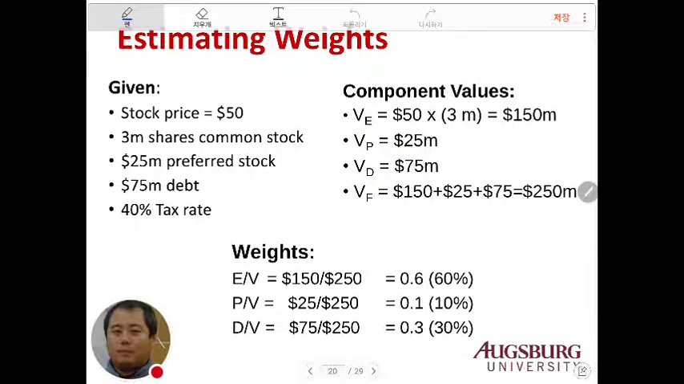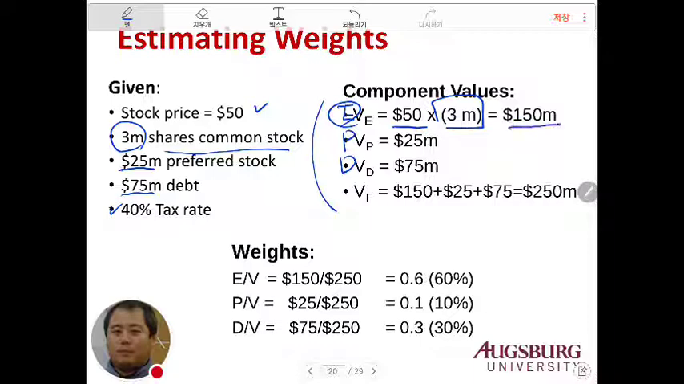So this is the example. Our stock price is $50. There are 3 million shares outstanding, and then $25 million of preferred stock, and $75 million of debt, and we have T_C equals 40%. So you can calculate, this is E, this is P, this is D, right? And the equity value is $50 times 3 million, which is the number of shares outstanding for common stock, and it's going to be $150 million.